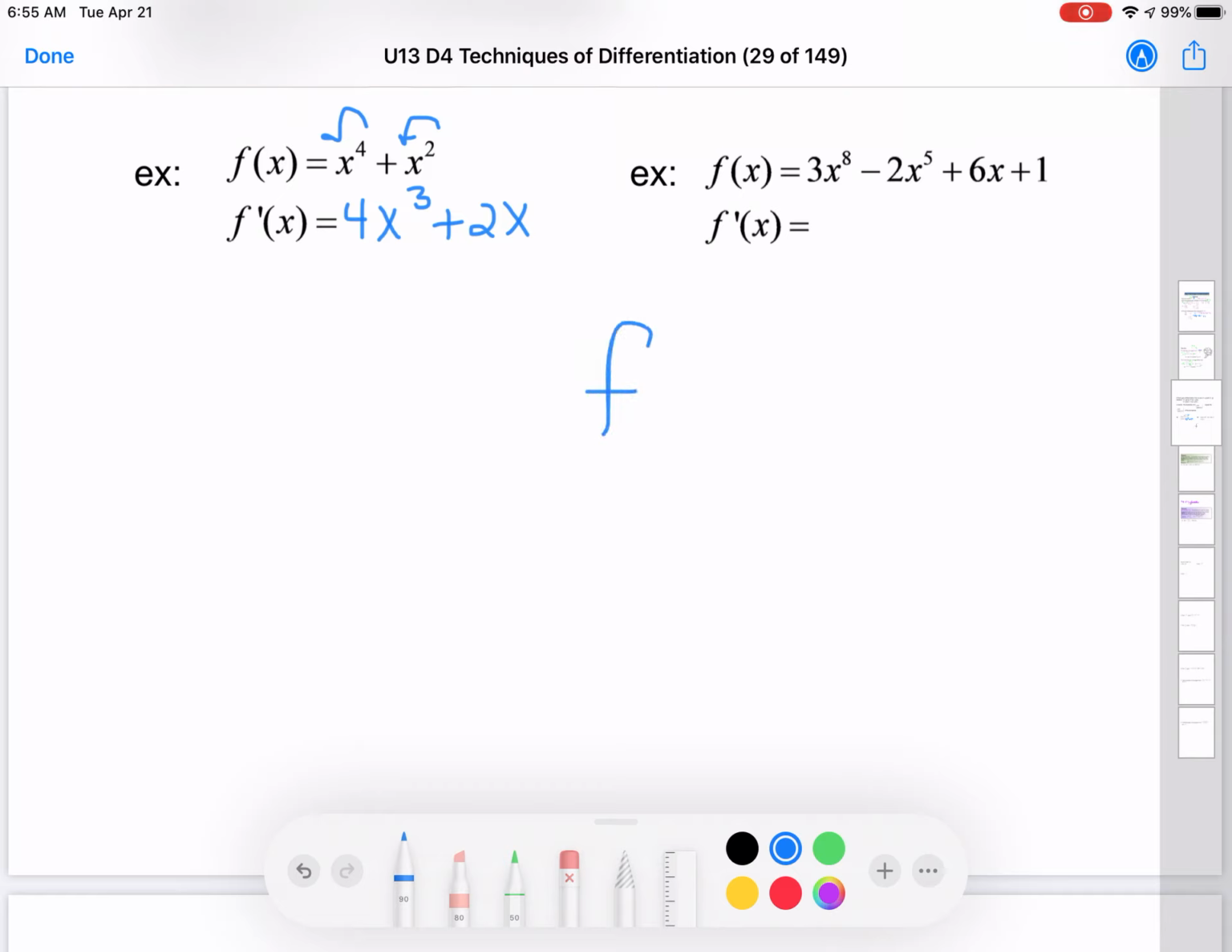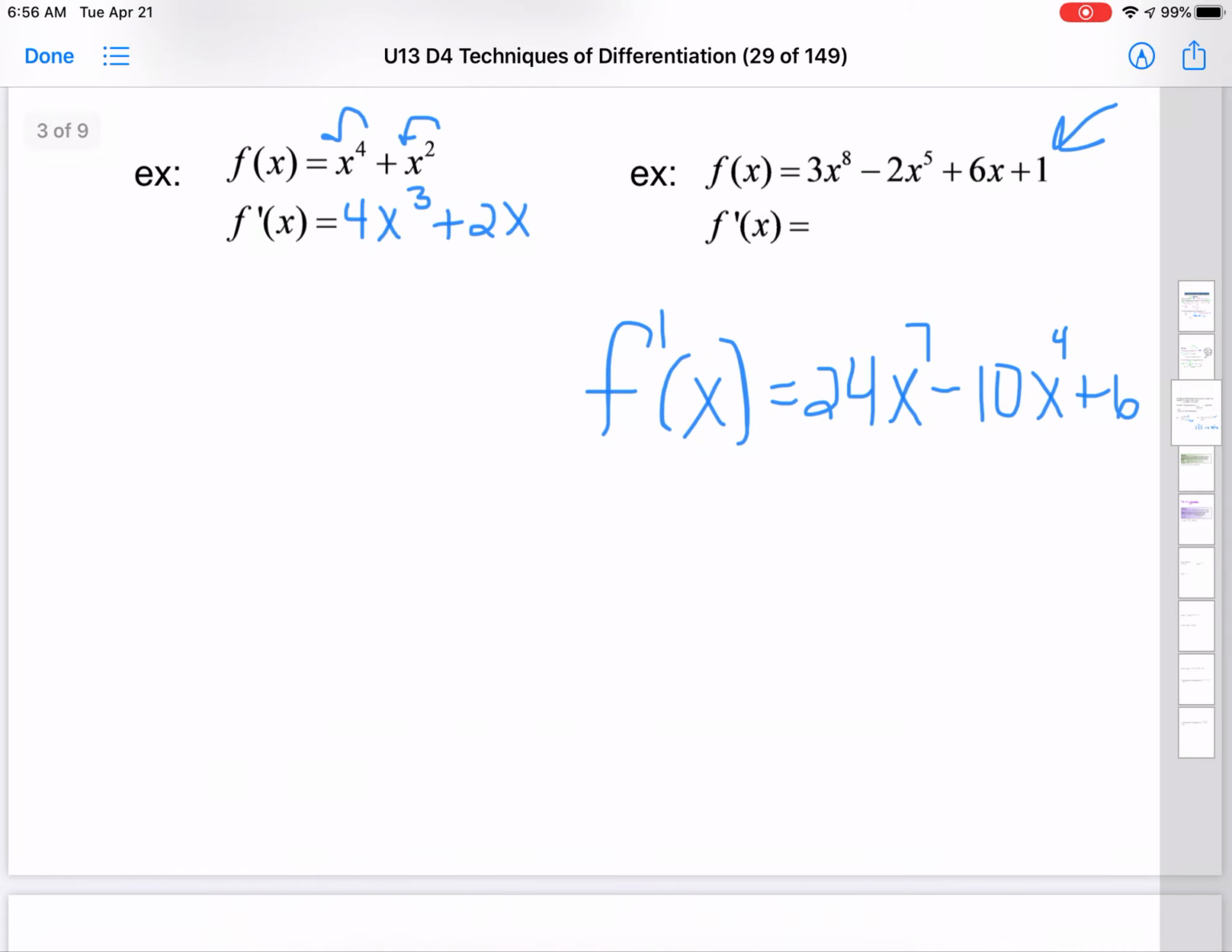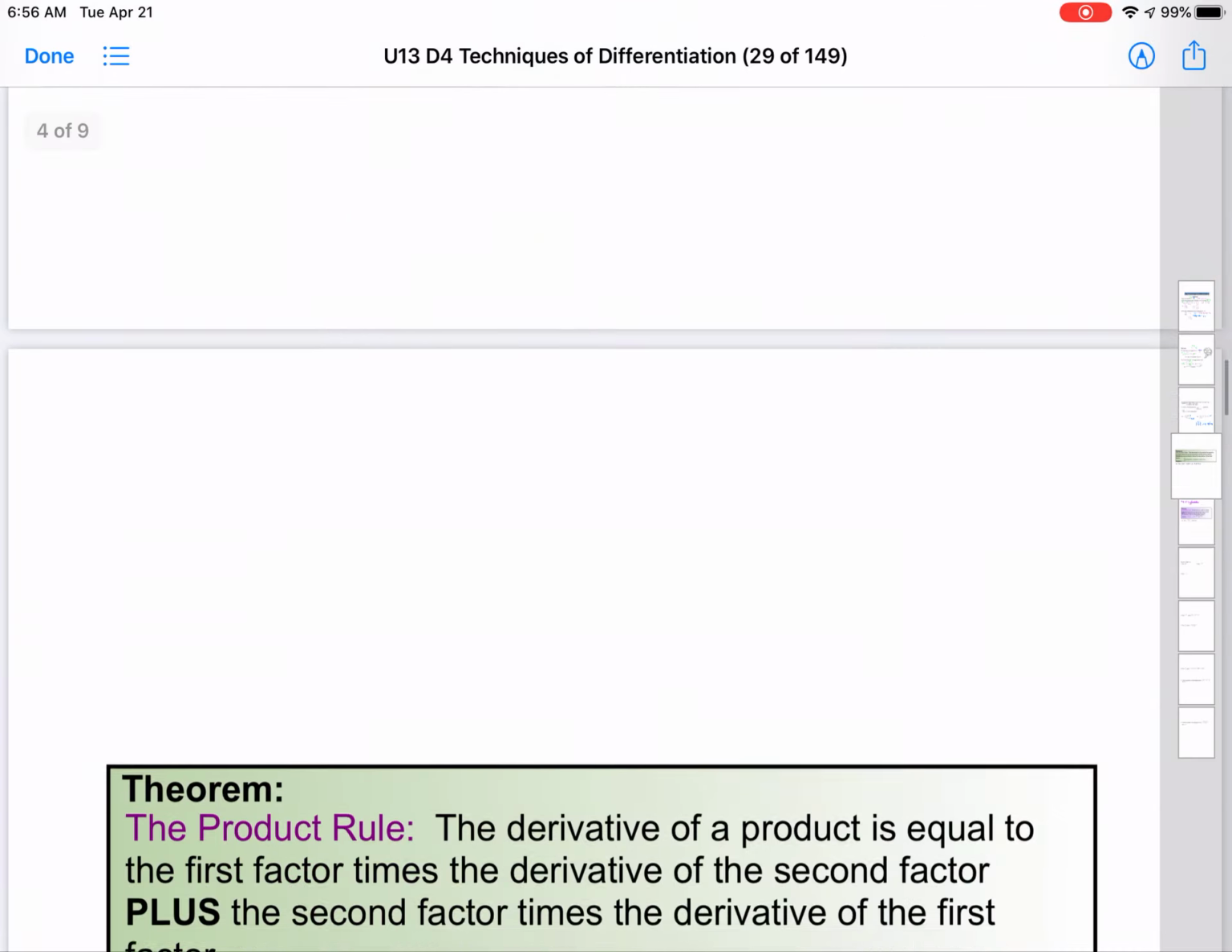Okay, I'm just going to write down here so I have more room. So we're going to get 24x to the 7th minus 10x to the 4th plus 6, and the derivative of a constant is 0, so we don't write it. Alrighty, looking good? Hopefully you guys got that right. Okay, so far we just took the derivative of just basic polynomial functions.